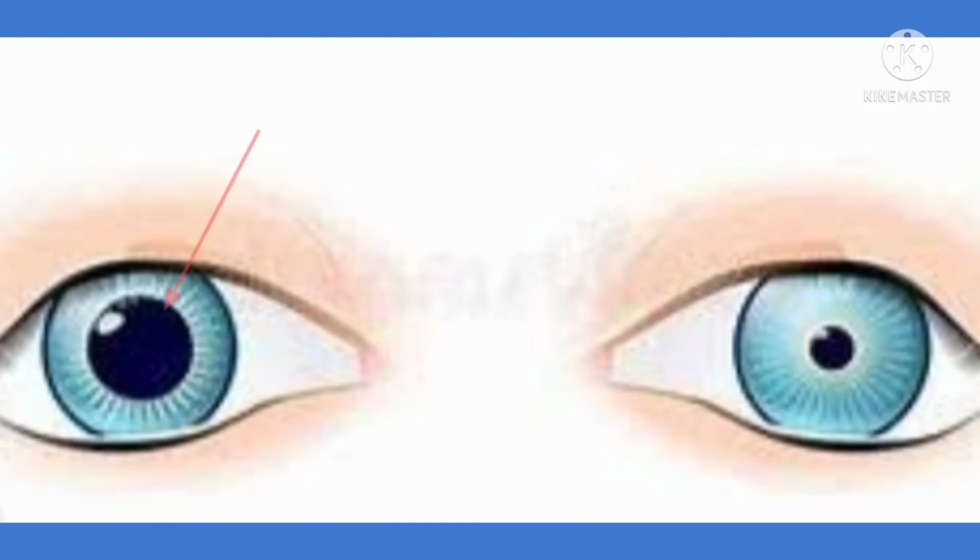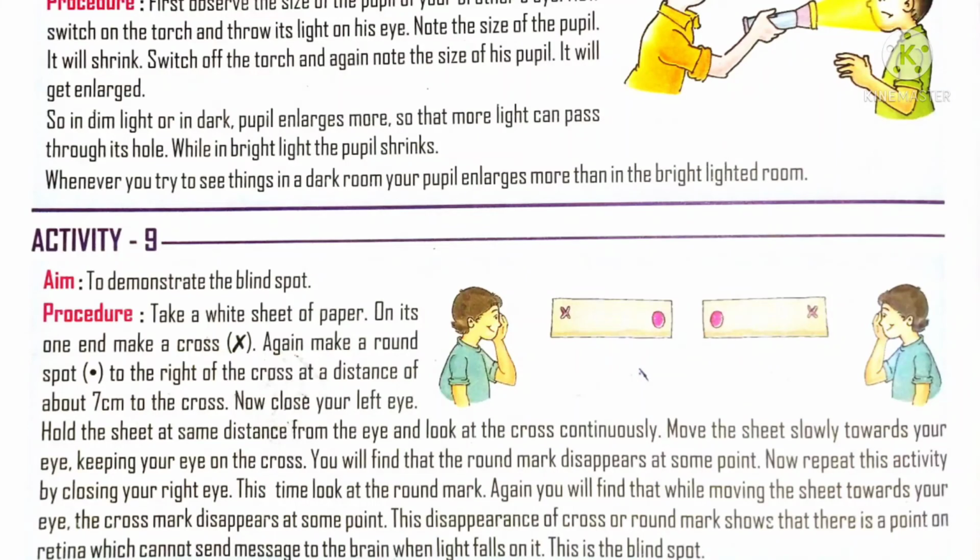Here is activity 9 to demonstrate the blind spot. Take a white sheet of paper. At the end of this paper, mark a cross like this, and make a round dot to the right of this cross at a distance of 7 centimeters from the cross. Now close your left eye, hold the sheet at a comfortable distance from the eye and look at the cross continuously. Now move the sheet slowly towards your eye, keeping your eye on the cross. What do you observe? You can see that the round mark disappears at some point.